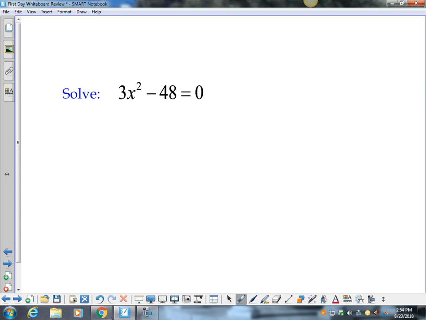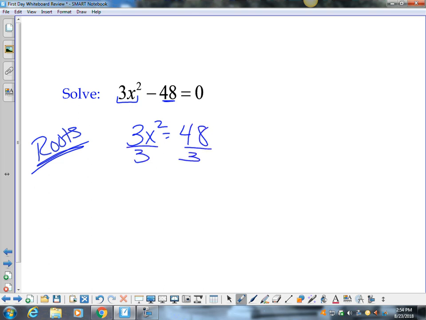Okay, this one's fun and really easy, because this is the guy that makes you quadratic, and then you'll see that's a constant. So this is the roots that I was talking about. You can do this another way, but I'm going to show you the roots because it's the simplest. I'm going to keep my 3x squared. I'm going to add my 48 over. And then I'm going to divide by 3 to isolate my x squared. And then I'm just going to root both sides.